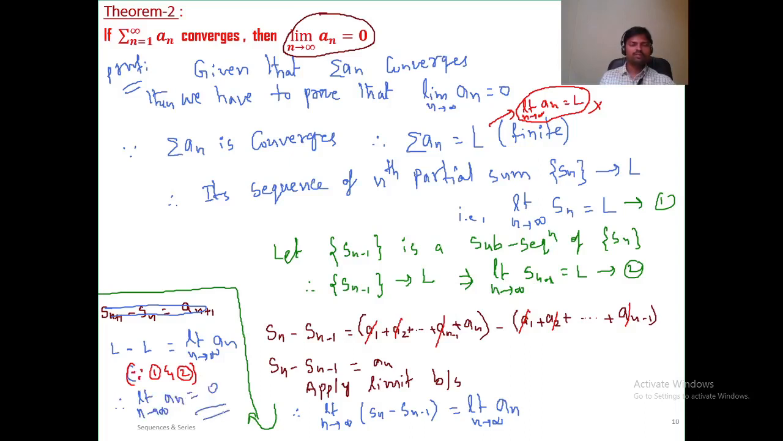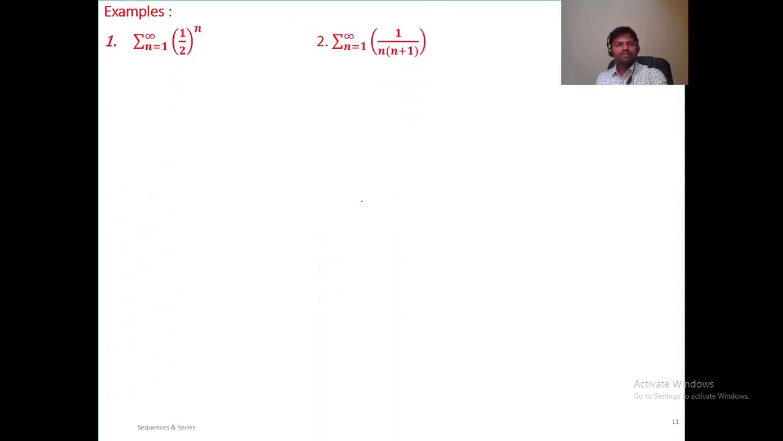0. That's it. Over. So from now onwards, if you have a convergent series, then the conclusion is limit n tends to infinity, this an will be 0. That is the conclusion. Okay, so based on this theorem, let's have the examples.